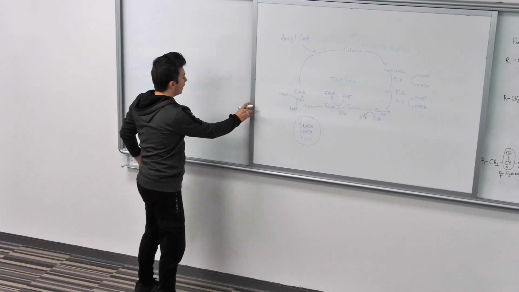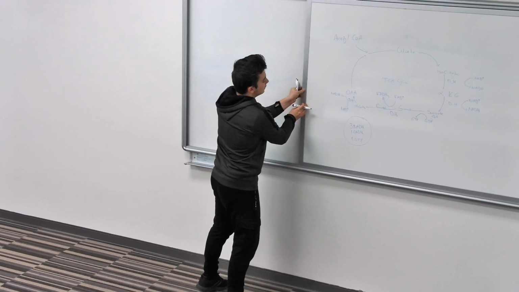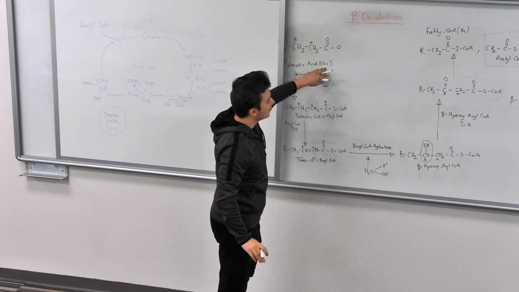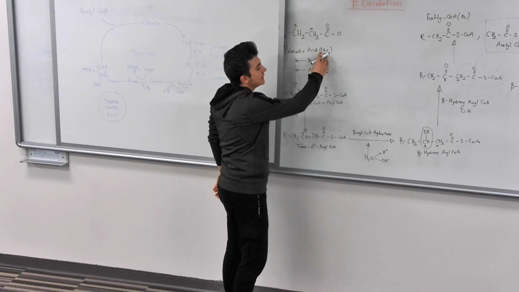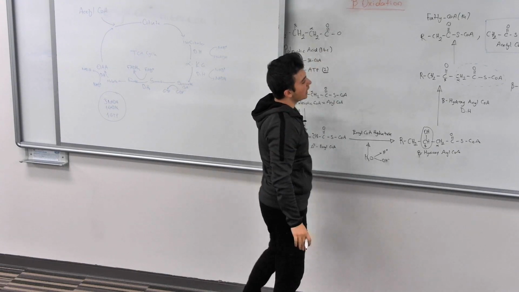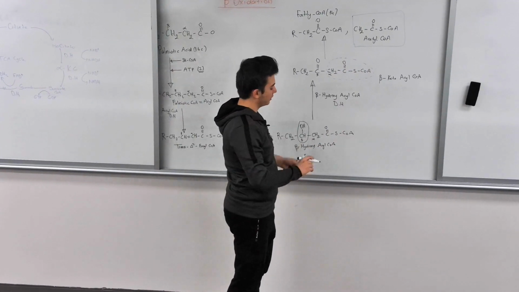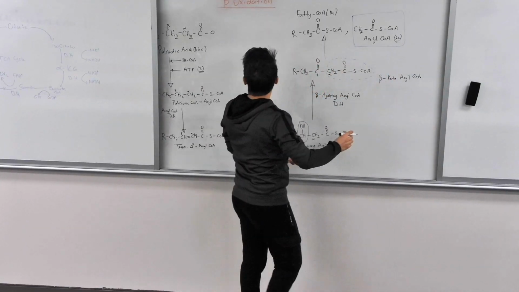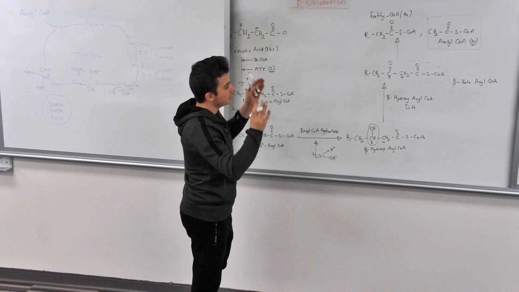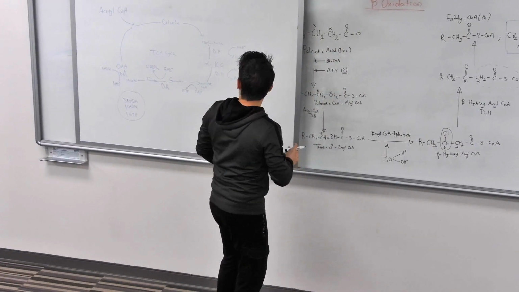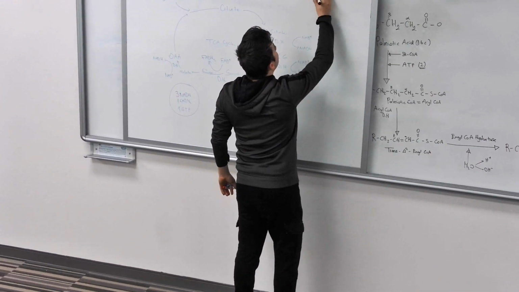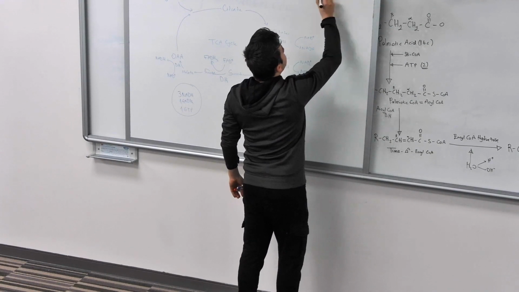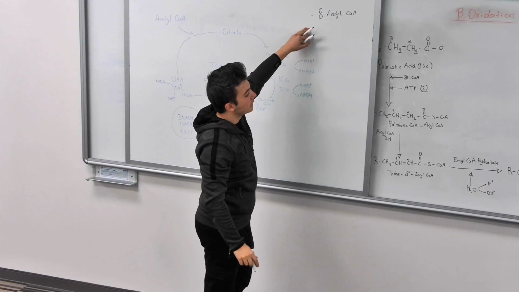But in palmitic acid, how many carbons do I have? 16 carbon atoms. How many acetyl coenzyme A can I generate? Let me calculate it. Acetyl coenzyme A has 2 carbon atoms, and I have 16 carbon atoms in total. So there should be 8 acetyl coenzyme A molecules that I can generate.